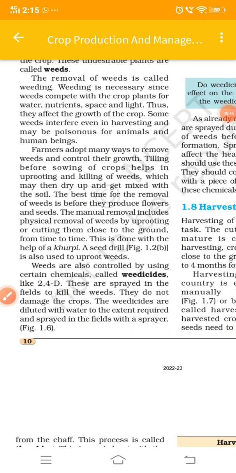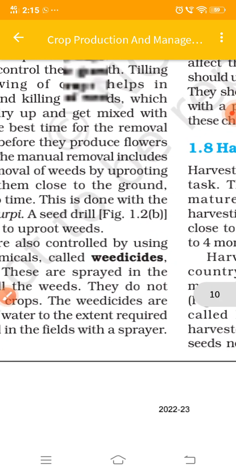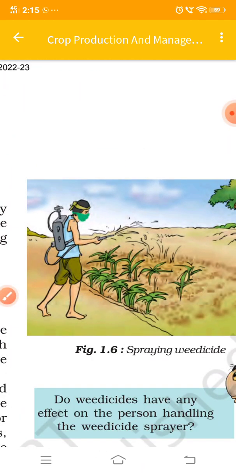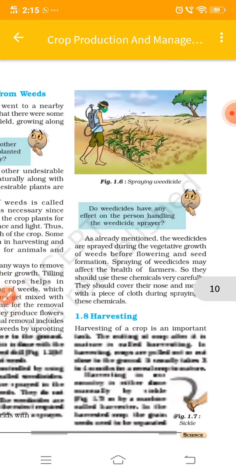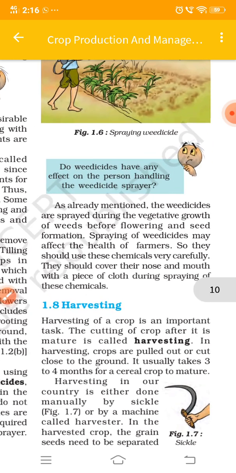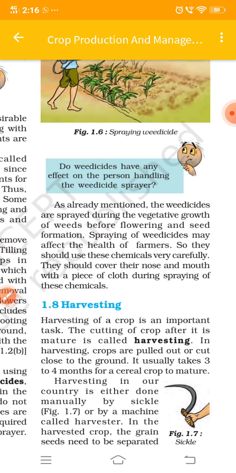These are spread in fields to kill weeds. Now see, some chemicals are also spread over the farm or over the land, so that weeds will automatically get dried up. So these weedicides are spread. As already mentioned, the weedicides are spread there. It's a harmful liquid which is spread to destroy the weeds and to improve the proper growth of the plant.